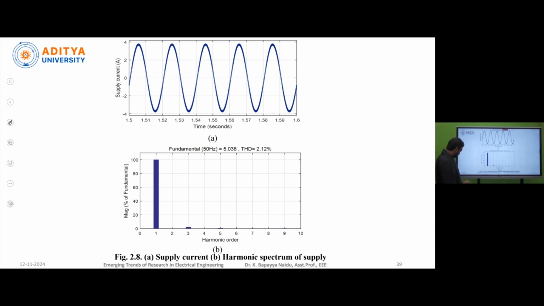Okay, now if you are running this Zeta converter in MATLAB Simulink, here we obtain the supply current like this. Here it is almost nearer to this sinusoidal shape, and here the THD value is 2.12. From this we can say that compared to SEPIC converter, Zeta converter gets less THD in supply current. That means supply side.